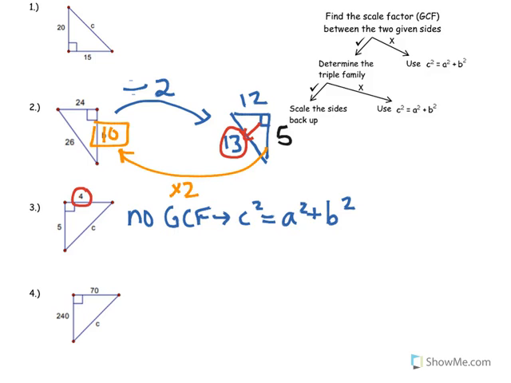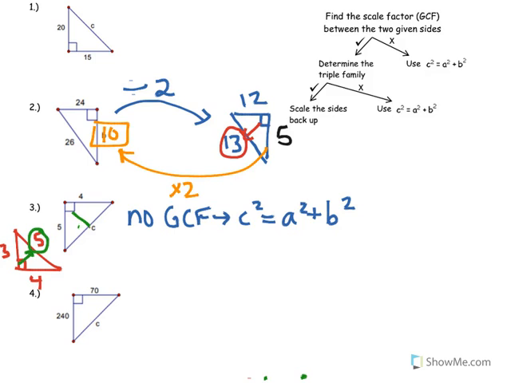But I think what a lot of you might be thinking right now is I'm looking at these two side lengths, 4 and 5, and I remember that there's a triple that involves those numbers. There's a triple that has the legs 3, 4, and 5. However, be very careful. Remember, the hypotenuse always has to be the biggest side.